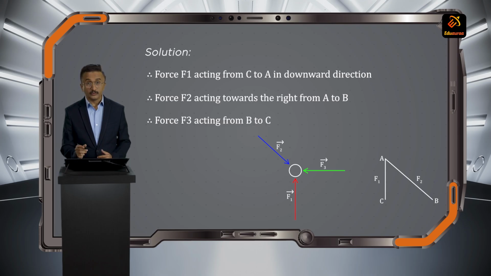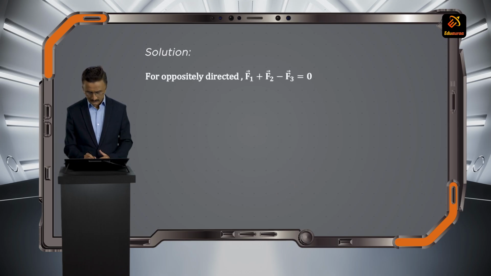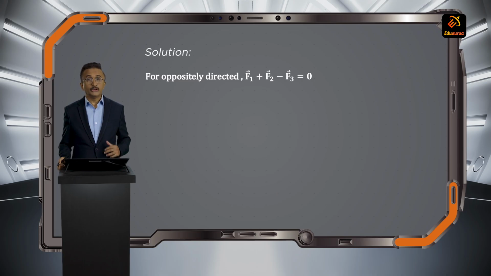F1 plus F2 in vector notation. But this resultant is exactly equal to F3. Clear? The magnitude is the same and the direction is opposite. Or I can say vector F1 plus vector F2 minus vector F3. Why minus? Because they are oppositely directed. So that is equal to 0.